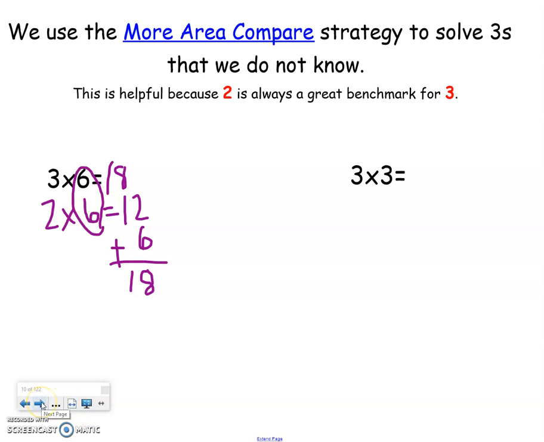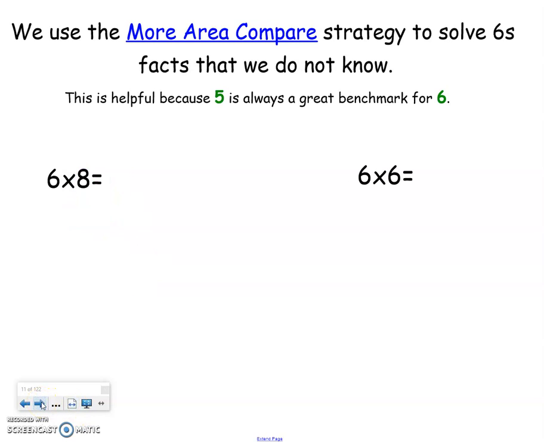In addition to being helpful for solving 3's facts, the more area compare strategy is also really useful for solving 6 facts, and I like to directly tell my students that. More area compare is helpful for solving 6 facts because 5 is a great benchmark for 6. Anytime we have a multiplication fact with a factor of 6 that we don't know, we could always compare that fact to a 5's fact. So if I did not know the fact 6 times 8, I could compare it to 5 times 8. 5 times 8 equals 40.